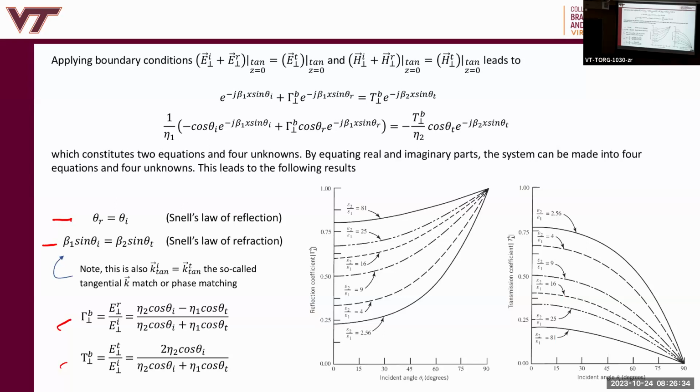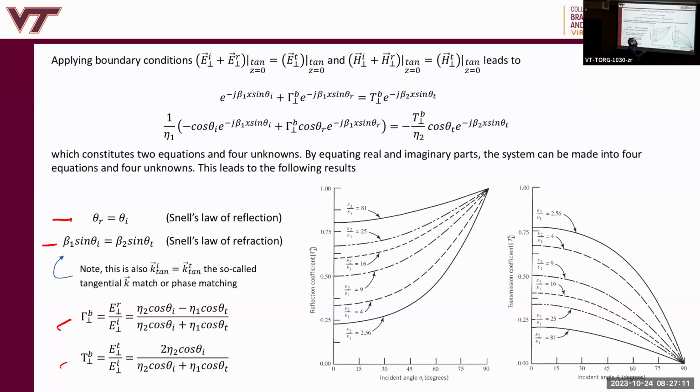case. So here are some plots of the reflection coefficient and the transmission coefficient for this case, for the perpendicular polarization or the TE polarization, as the refractive index ratio, the permittivity ratio, changes. So here we have epsilon 2 over epsilon 1 is 2.56, and we have epsilon 2 over epsilon 1 is 4 or 9 or 16 or 25 or 81. So we see as the ratio of permittivity epsilon 2 to epsilon 1 becomes much, much greater, there's more and more field reflected, right?